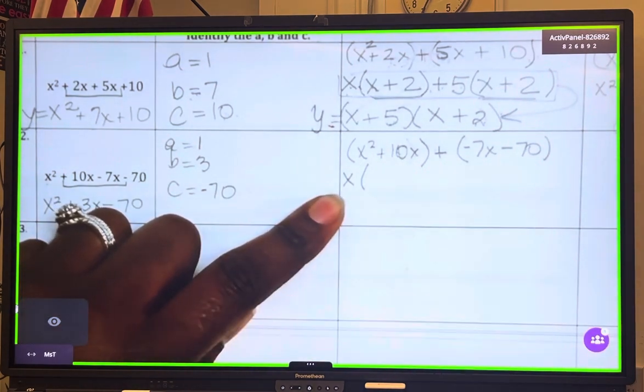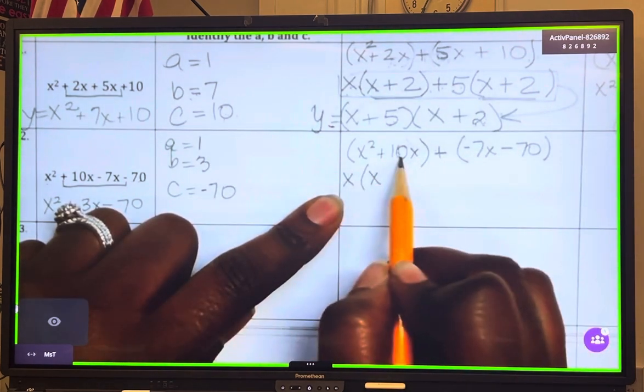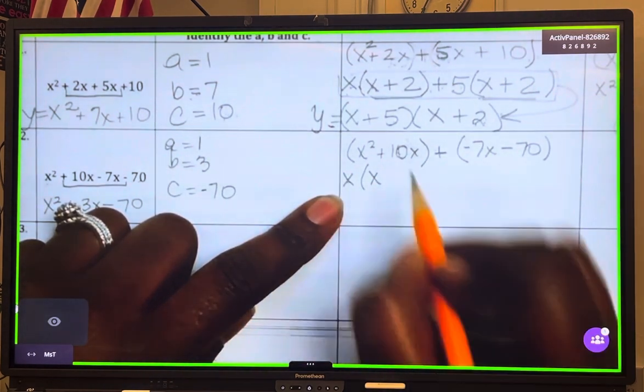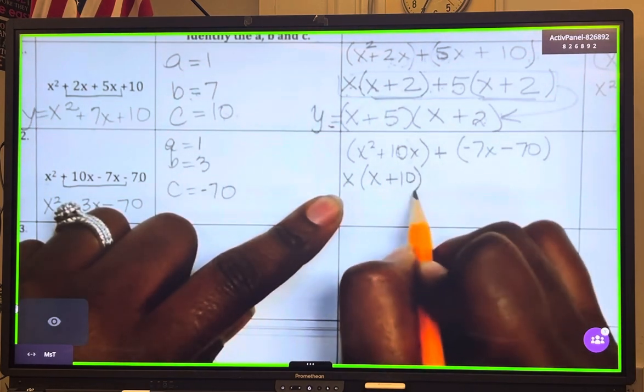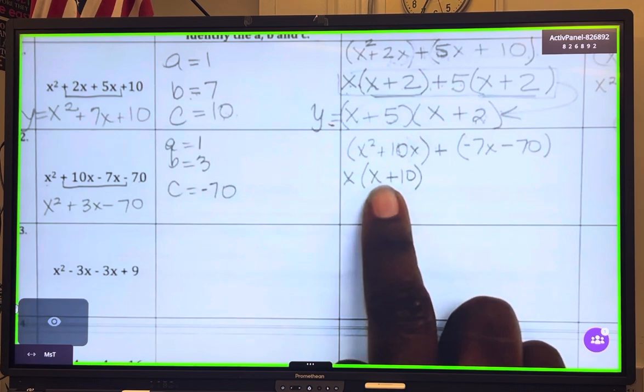Once you pull out an x out of x squared, what do you have left? X. When you pull an x or divide an x out of 10x, what do you have? 10. Positive 10. Now watch this. This is a hint, because what does this tell me?